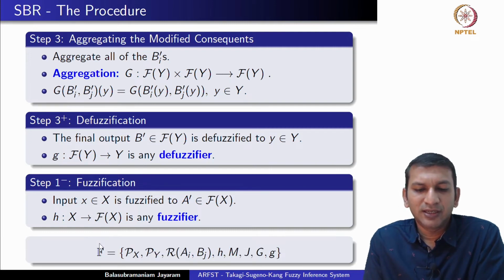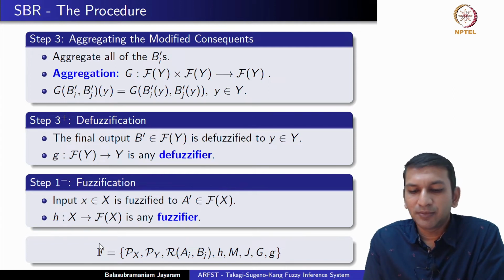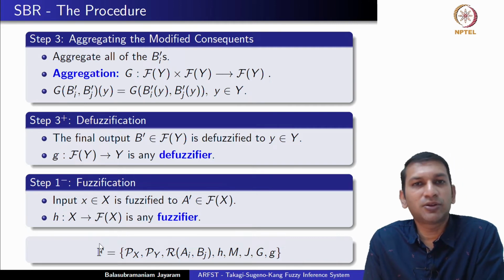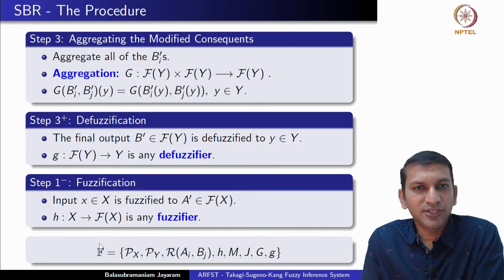Note that when we need to specify a similarity-based reasoning scheme, these are the parameters we need to specify. Px and Py are the fuzzy coverings on x and y. R of Ai Bj are the rules. Ai's are the antecedents which come from Px. Bj's are the consequents which are picked from Py. And these are associated to form the rule base. H is the fuzzifier. M is the matching function. J is the modification function. G is the aggregation function. And small g is the defuzzifier.